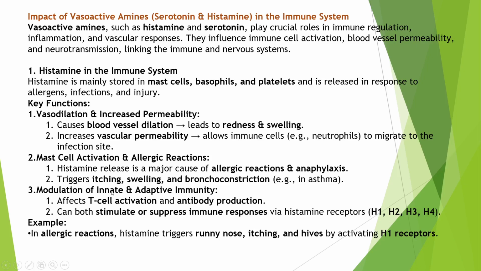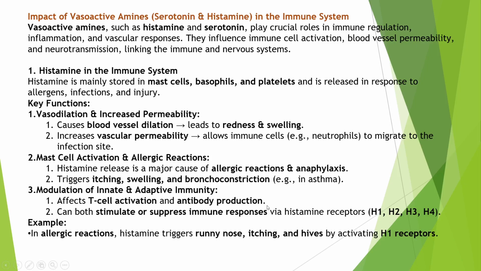Then modulation of innate and adaptive immunity. This affects T cell activation and antibody production. It can both stimulate or suppress immune responses via histamine receptors. So you have your histamine receptors 1, 2, 3, and 4. So these can stimulate and suppress the response based on the receptors and based on how the secretion is.